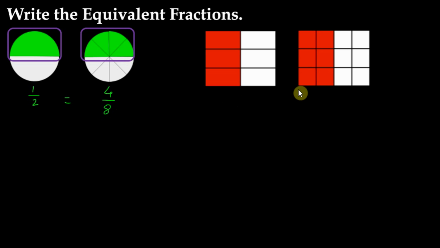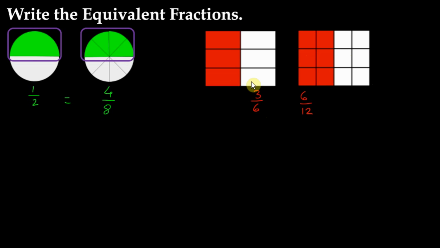Okay, now both the rectangles are of the same size. However, in the rectangle to the left, 3 out of 6 equal parts are shaded. Hence the fraction is 3/6 to show the shaded portion of the rectangle. And in the rectangle to the right, 6 out of 12 equal parts are shaded. So we can write the fraction as 6/12.